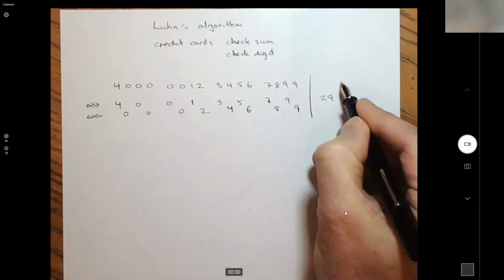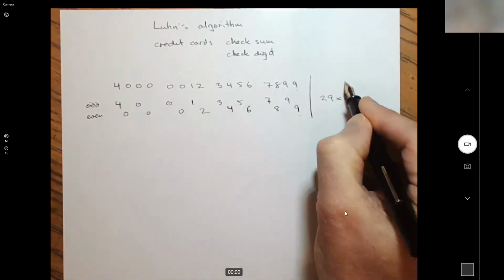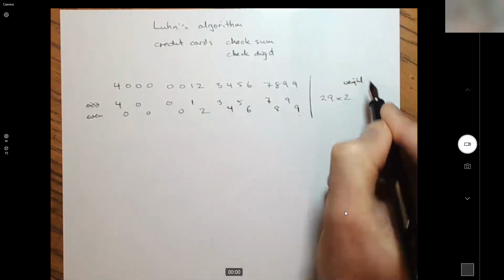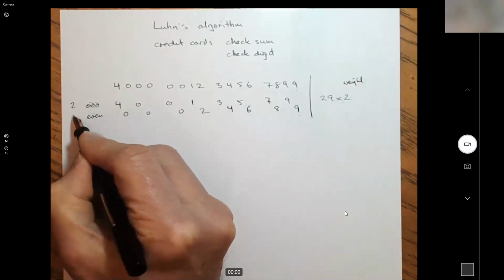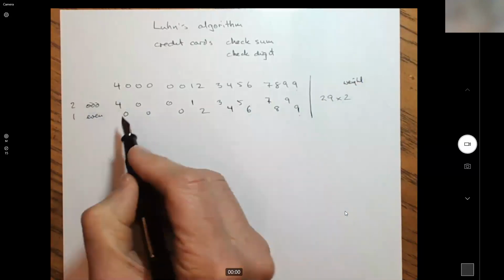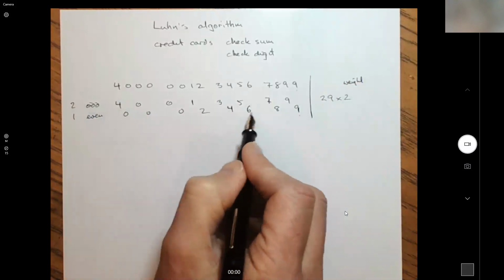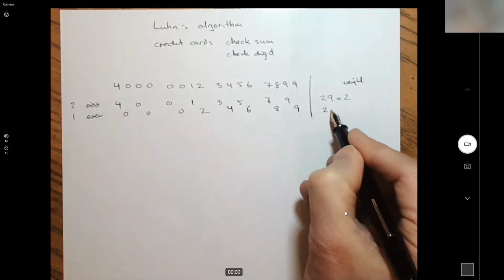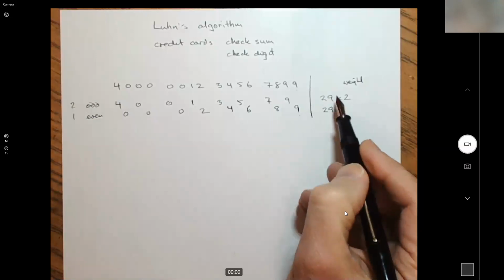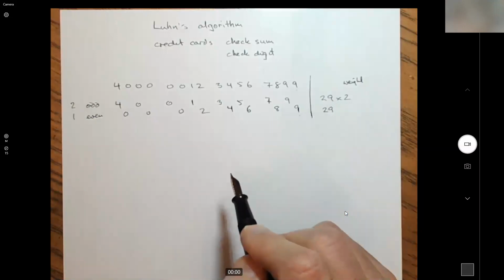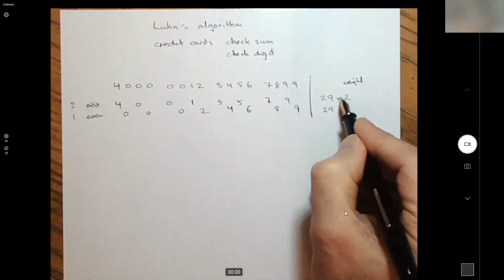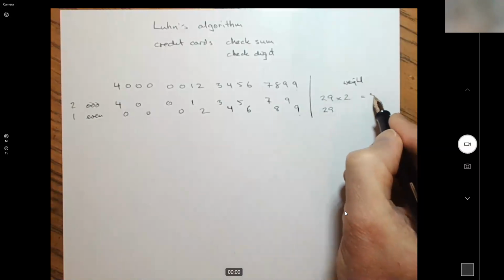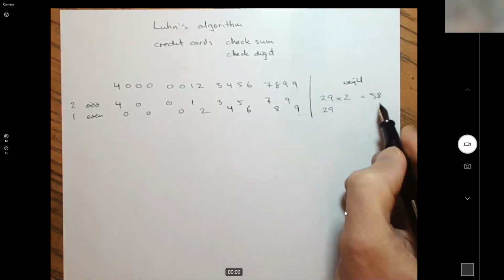And it's going to be multiplied by 2. That's the weight for the odd numbered positions, and the even numbered positions are going to get a weight of 1. So we add up 0, 0, 0, 2, 4, 6, 8, 9. That also ends up being 29. Now that's just a coincidence, 29 and 29 are the same. Now that doesn't always happen, but we weight each of these: 2 times 29 is 58, and 29.